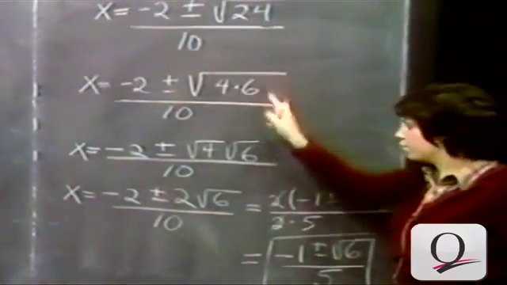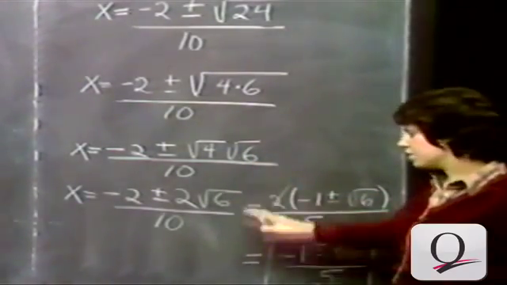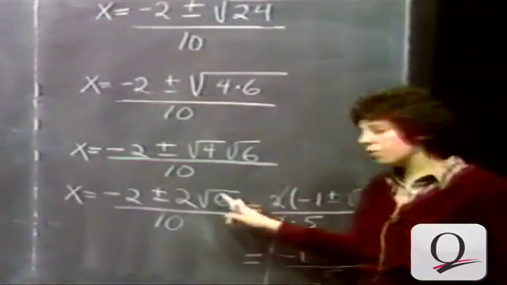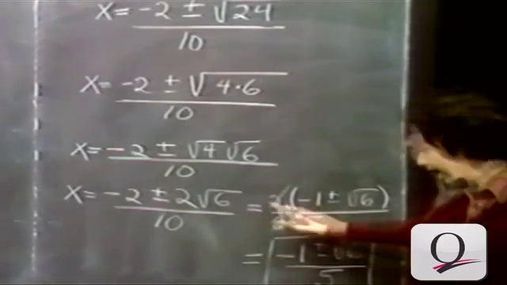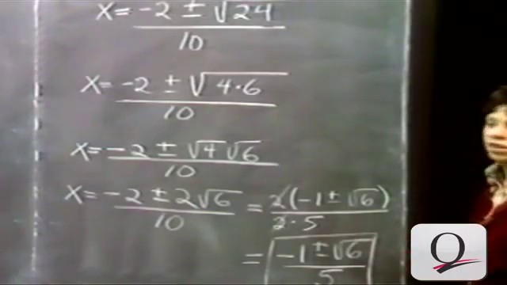We made it the square root of 4 times the square root of 6. The square root of 4 was 2. We still didn't have this in lowest terms since the numerator and the denominator had a 2 in common. We factored the 2 out on the top, the 2 out on the bottom, cancel the 2's, and then we get the answer.